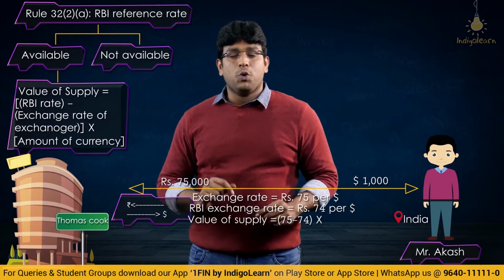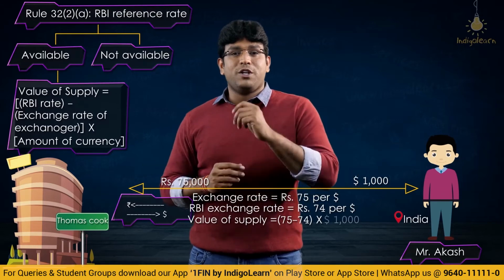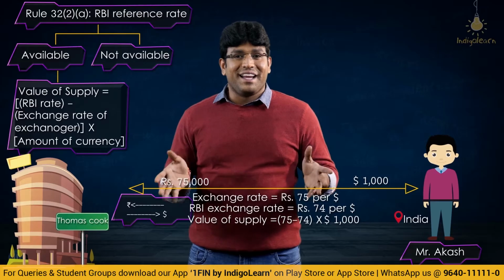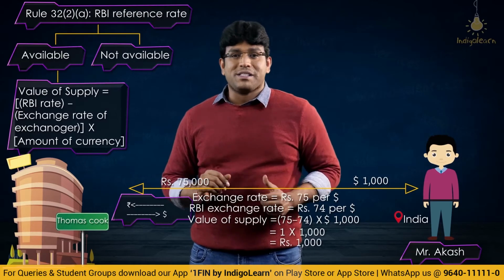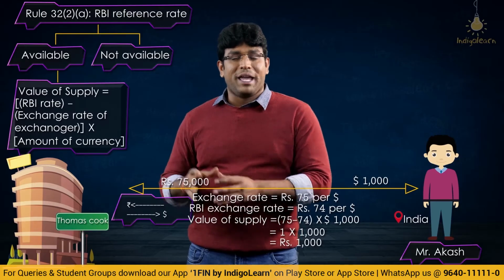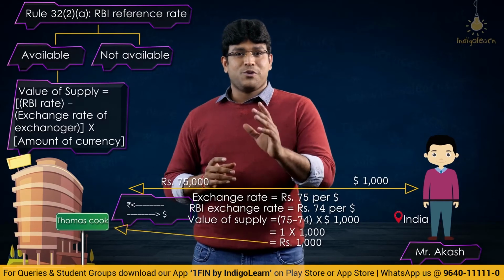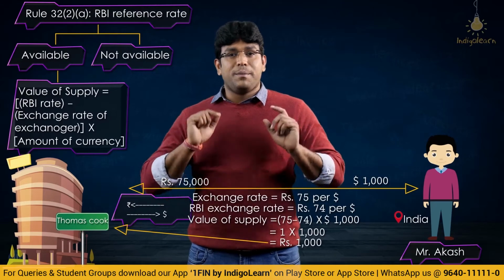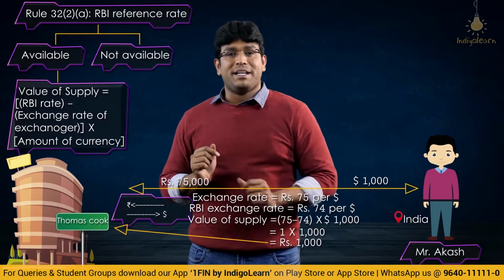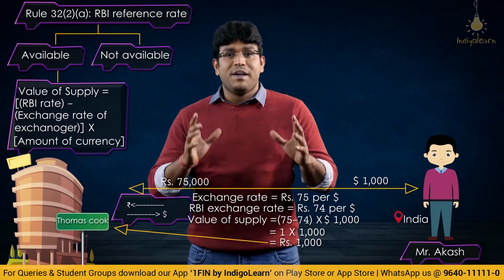That 1 rupee into how many dollars are involved? $1,000 are involved. Clear, right? So 1 rupee into $1,000 will become 1,000 rupees. That becomes the value of supply for Thomas Cook. So friends, if RBI rate is available, the difference between RBI rate and the exchange rate of the money changer will become the value of supply.